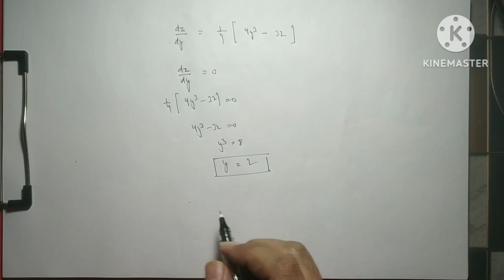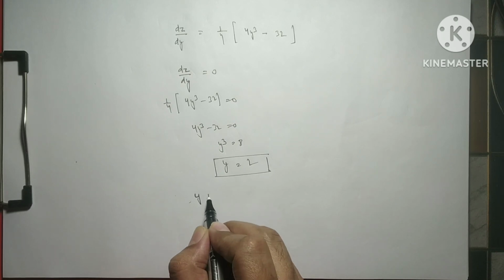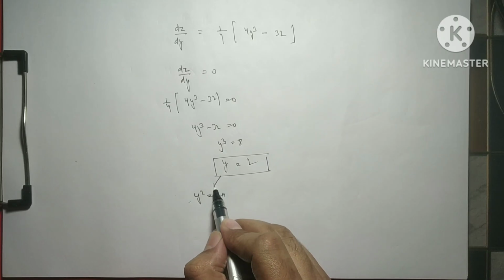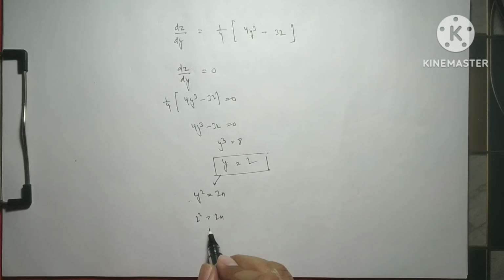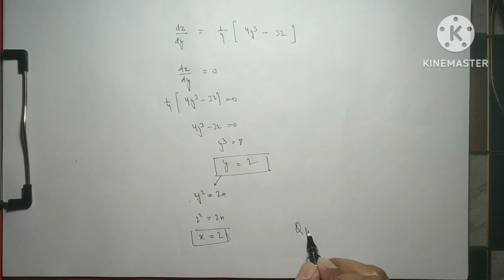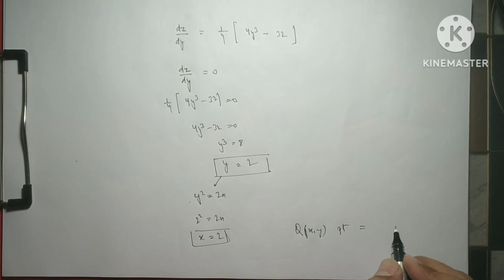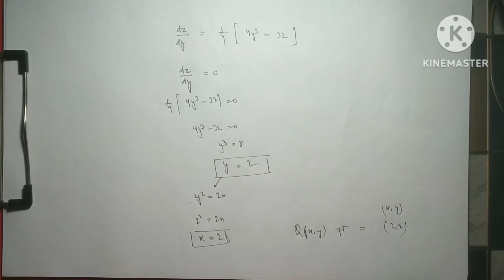But we want the point. So we have the equation y square equals 2x. So put this value: 2 square equals 2x. So x is 2. So the point is Q point, that is x comma y, that is 2 comma 2.